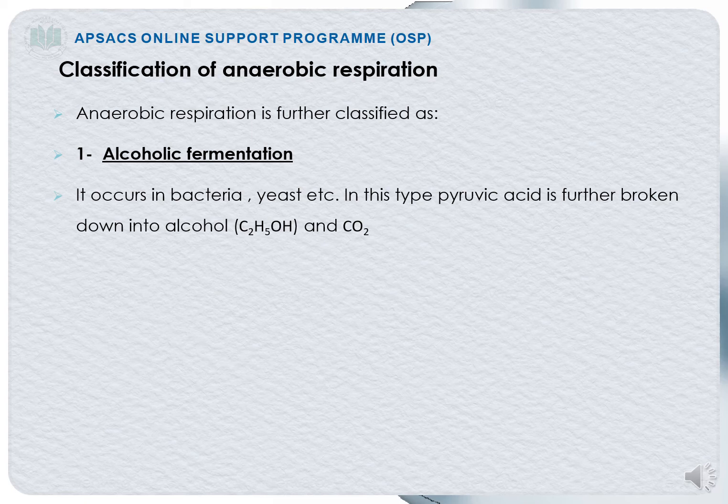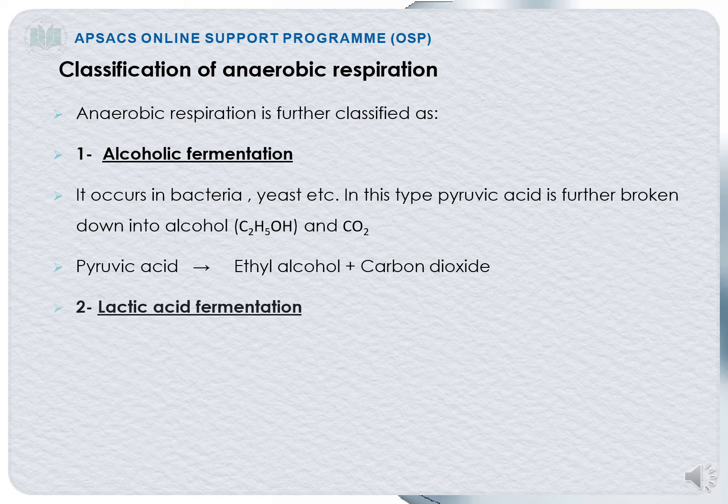Now, alcoholic fermentation usually takes place in bacteria or yeast, right? In this type, pyruvic acid is further broken down into alcohol and carbon dioxide. If the reaction is carried out in bacteria or yeast, then the pyruvic acid will not be completely oxidized, but it will give us the product of alcohol, that is C2H5OH, along with a carbon dioxide molecule. You can see pyruvic acid is giving us ethyl alcohol plus carbon dioxide.